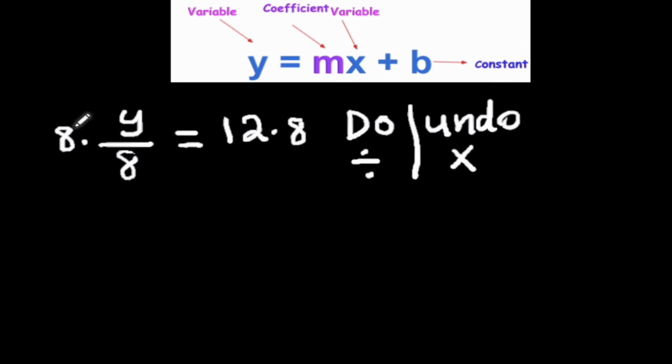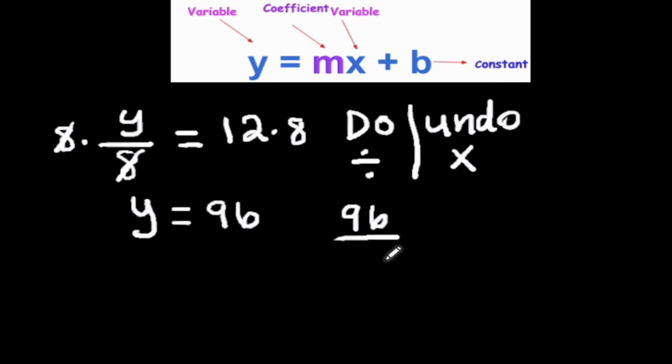These two 8's cancel out. We're left with 1y, which 12 times 8 is 96. So y equals 96. Now let's double check our work. Substitution, 96 divided by 8 equals 12. And as you can see, this does work because 8 times 12 is equal to 96.